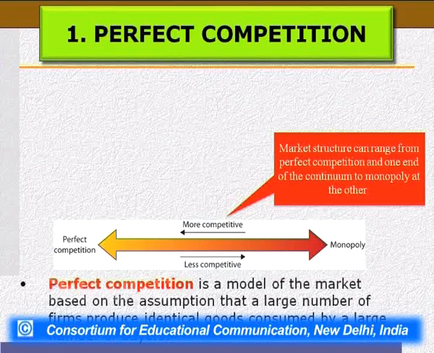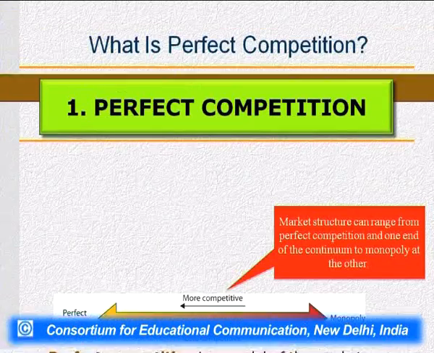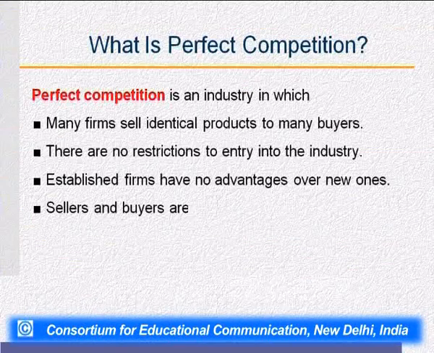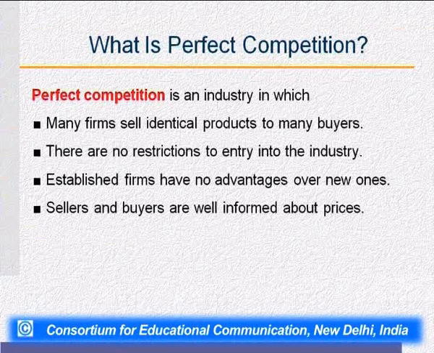As I said, there is not a single difference between the production of firm A and the production of firm B. All the goods are homogeneous. There is no difference in taste, habit, or anything else. So, perfect competition is an industry in which, these are the assumptions, many firms sell identical products to many buyers. There are no restrictions to entry into the industry.